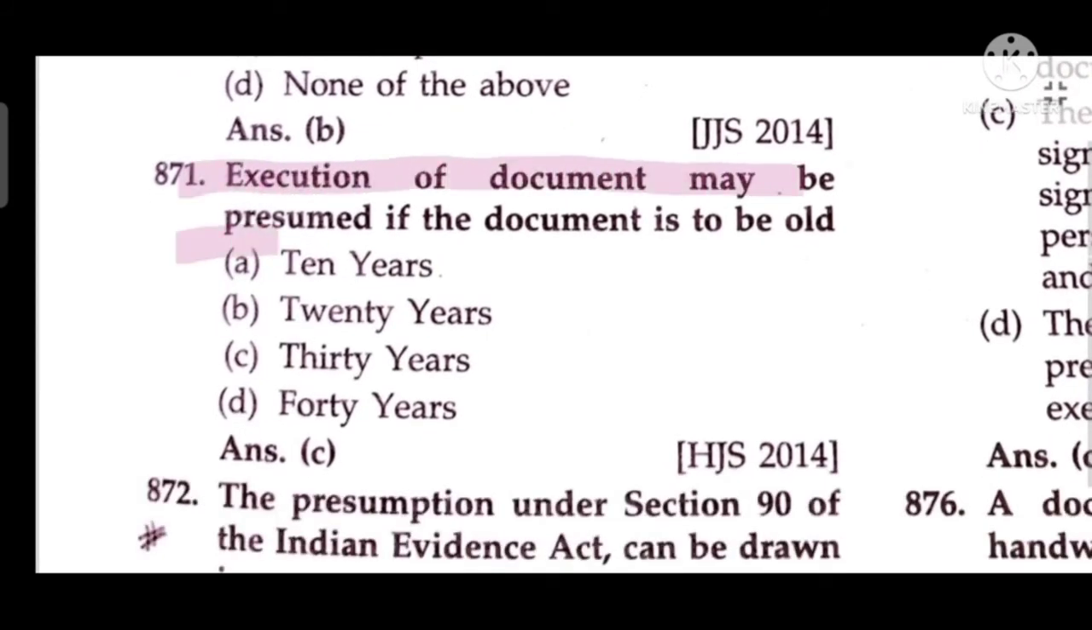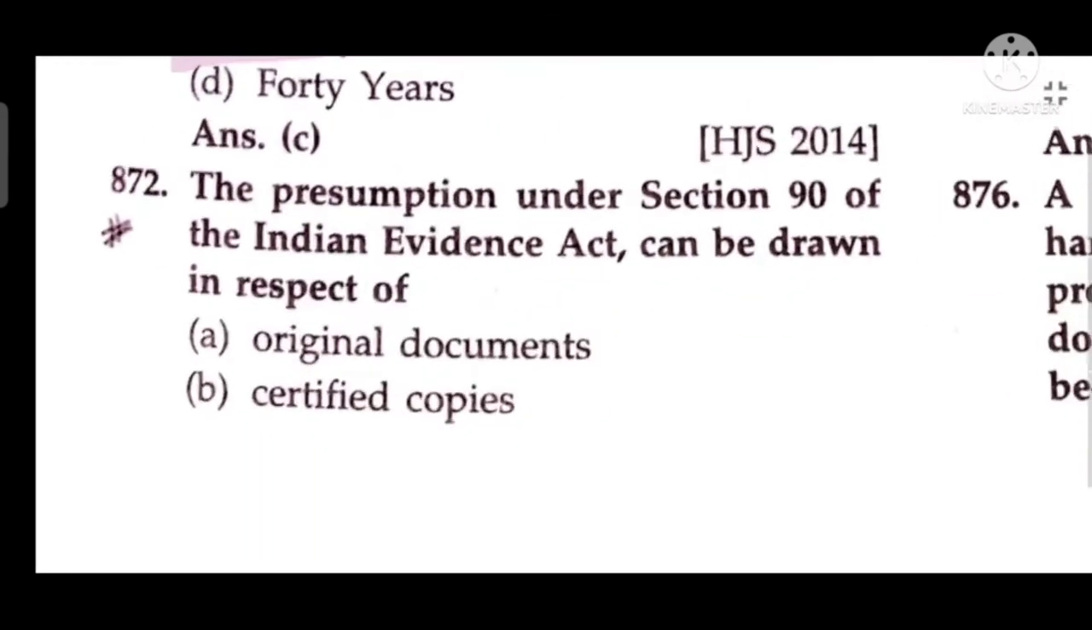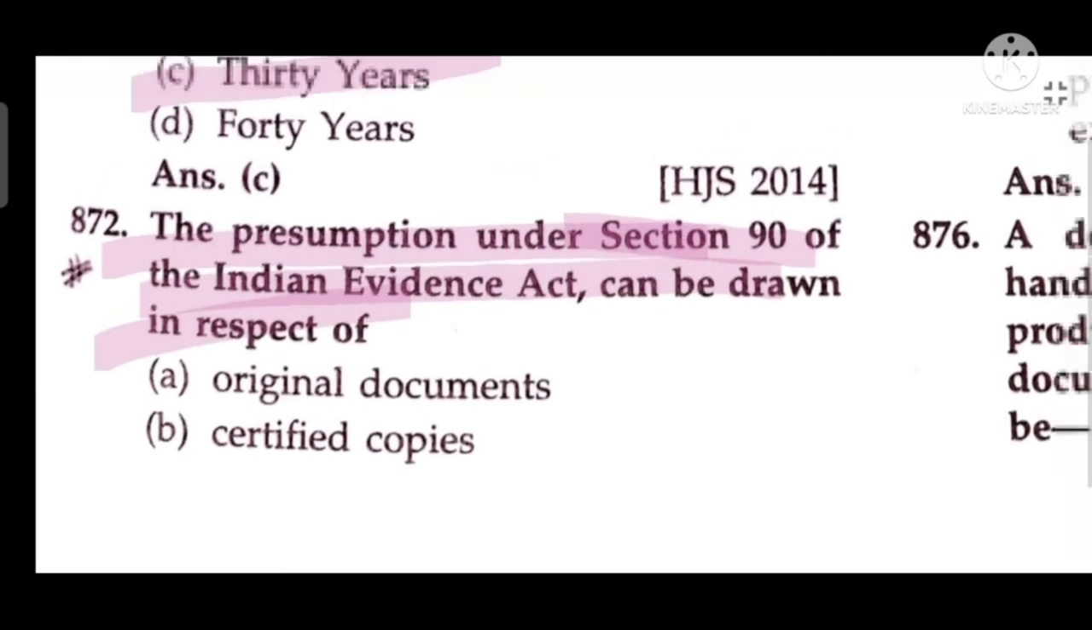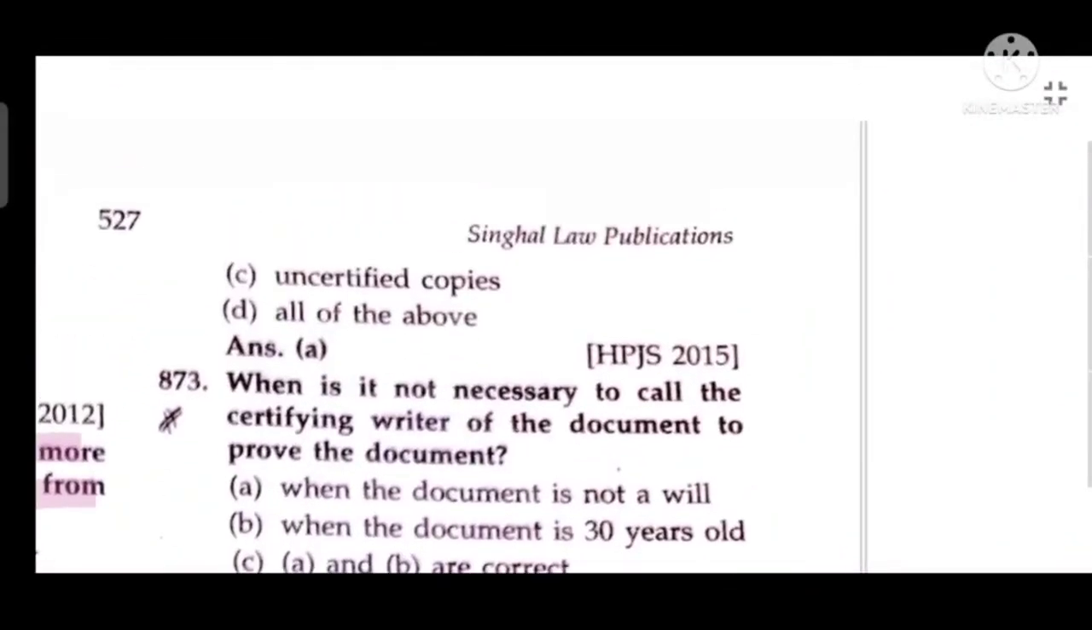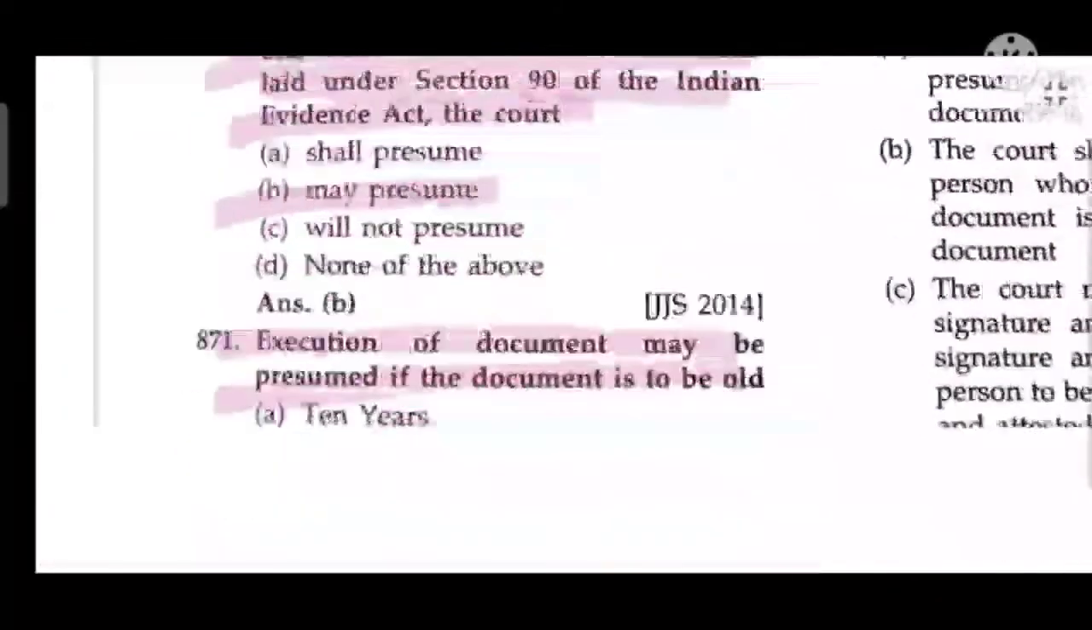Execution of a document may be presumed if the document is 30 years old. The presumption under Section 90 of the Indian Evidence Act can be drawn in respect of the original document.